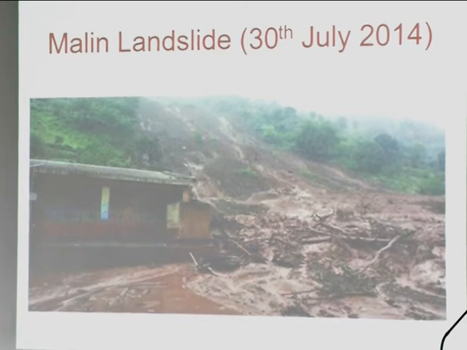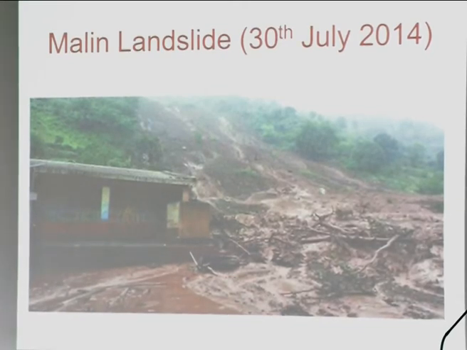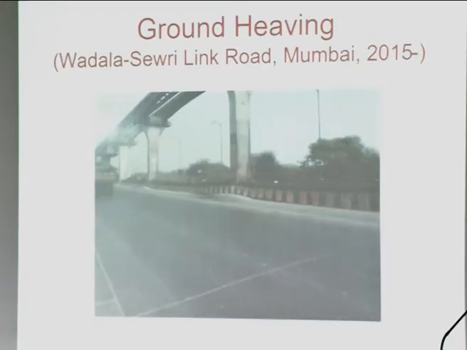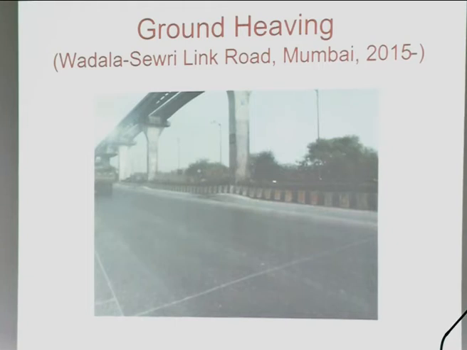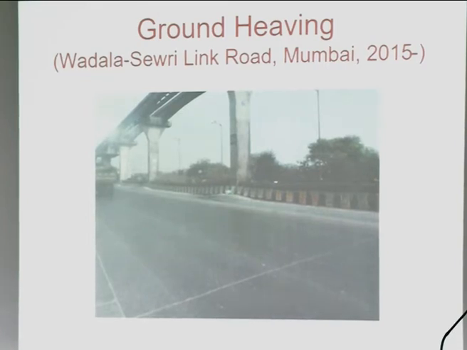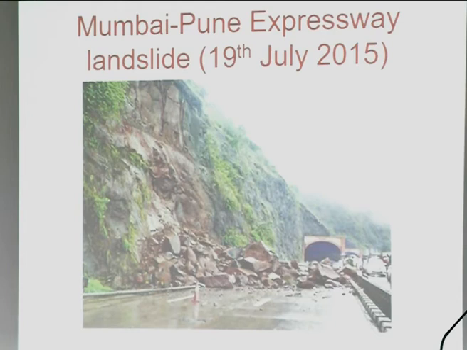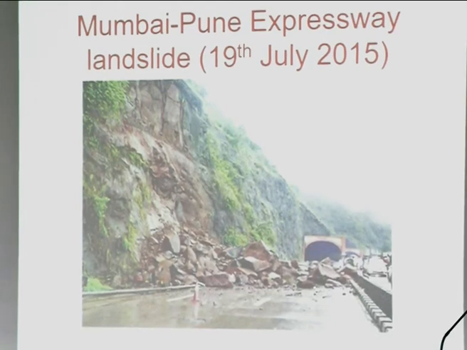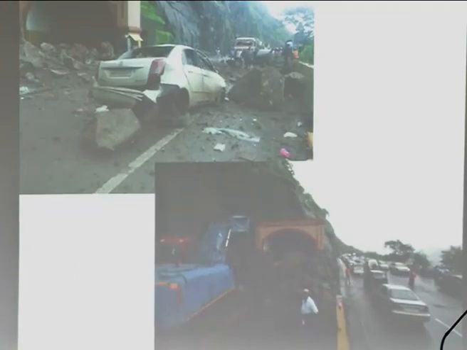In 2014, one entire village was wiped off because of a landslide. This place is very close to Pune city, and you can see some of the failures we consider. The Vadala Sivri link road: wherever there is a pillar here, as we can clearly see, there is a heaving of ground. And of course the Mumbai Pune Express Highway. This is a recurrent event, and every time we can see these kinds of failures during the rainy season.